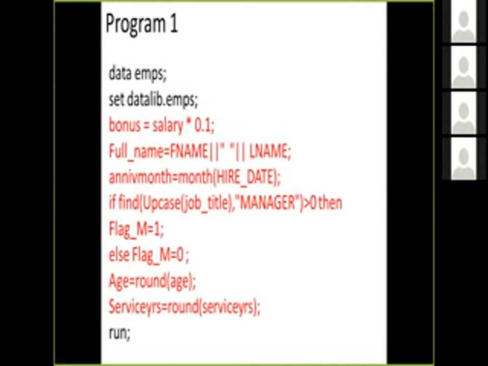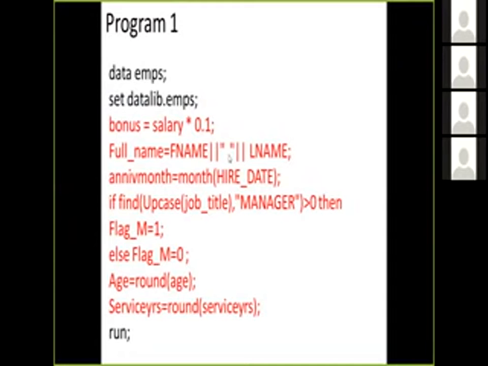I guess you can see the screen, right? This is your character operator or concatenation operator. Then you are giving a space in between because it should look like Preeti space, and then the concatenation operator and LNAME. Anniversary month is to be calculated from the hire date, and it should be the month of the hire date. So I would say month function on hire date.